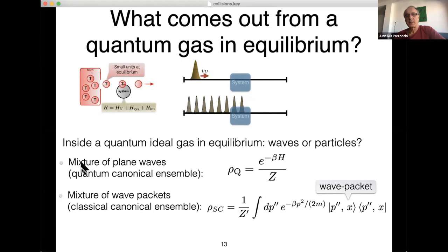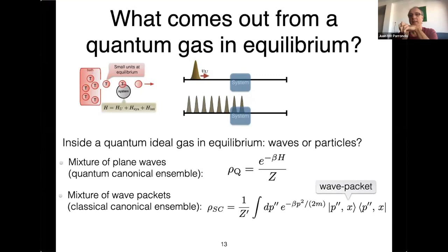So which description is okay? Or can we go from one description to the other? Because okay, if I have very small atoms, or very small molecules, hydrogen, oxygen, I could believe that each molecule is a plane wave.